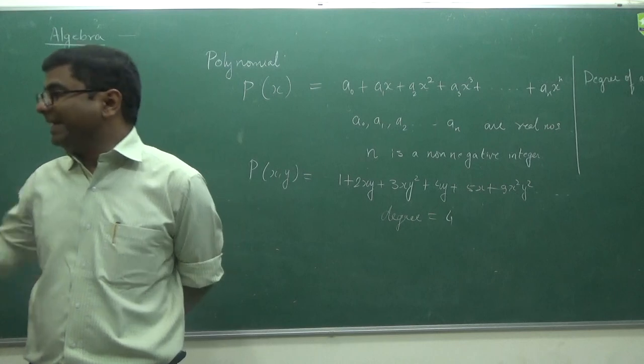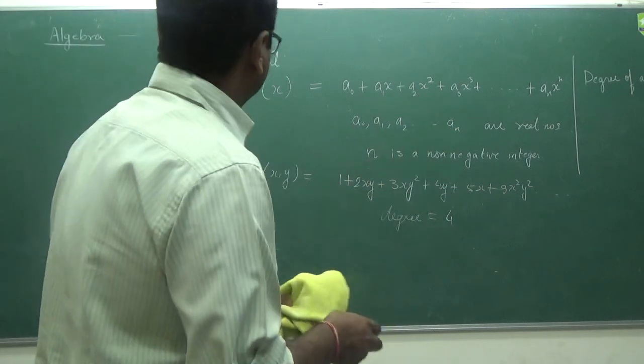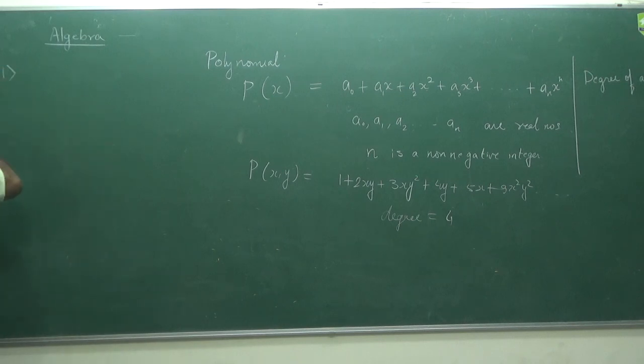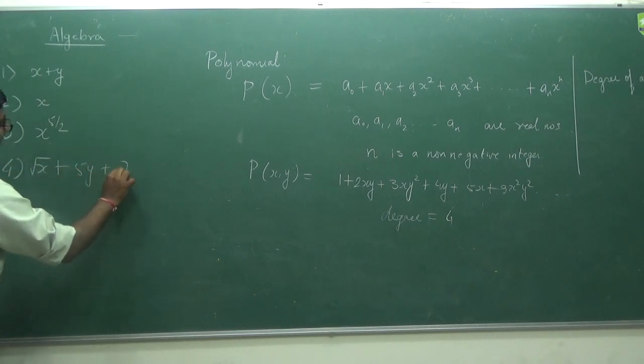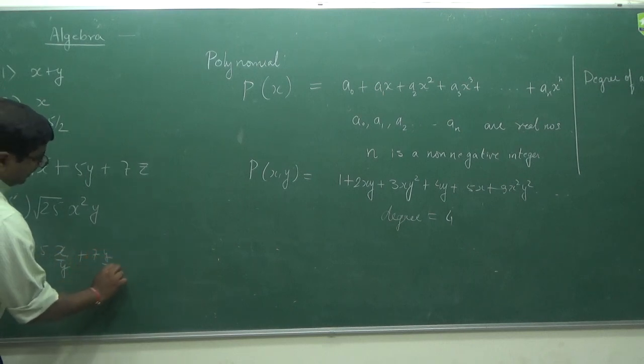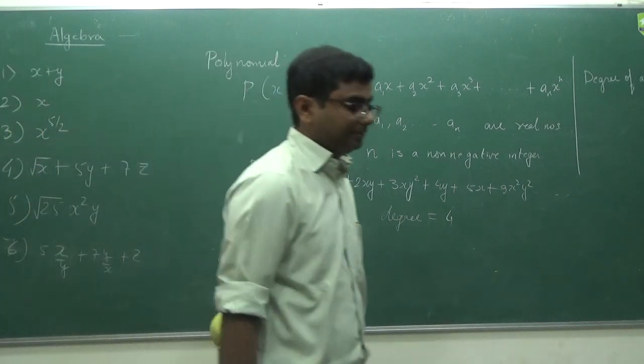Now, based on the degree of polynomials, we have classified polynomials. But before that, I'm giving you some expressions. Write them down and tell me which ones are polynomials and which are not. x plus y, 2, x, 3, x to the power 5 by 2, 4, root x plus 5y plus 7, then 5, 25 under root x squared y, 7, 6, 5 x by y plus 7 y by x plus z. Which one is a polynomial, which one is not?